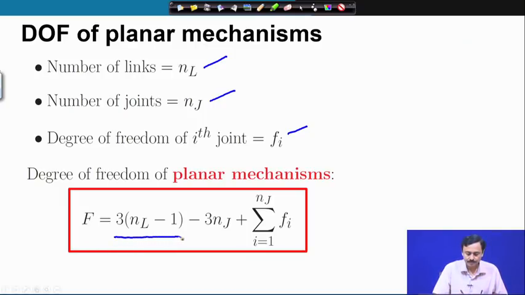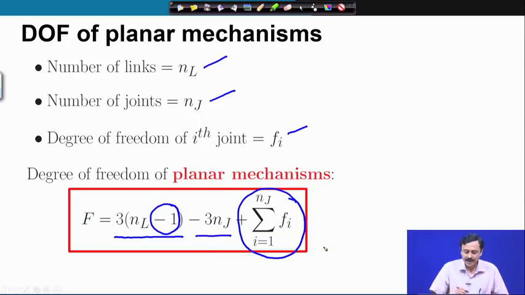So, this term gives you the degree of freedom of the movable links. Because I have grounded one, I subtract this one. So, total number of links minus 1 are the movable links. So, NL minus 1 are the number of movable links multiplied by 3, because on a plane they individually can have 3 degrees of freedom. Then I subtract from that 3 times the number of joints. Why? Because first I say that each joint takes away 3 degrees of freedom, it completely immobilizes, but it does not. So, I add the sum of degrees of freedom of individual kinematic pairs or individual joints, that gives me the degree of freedom of a planar mechanism.